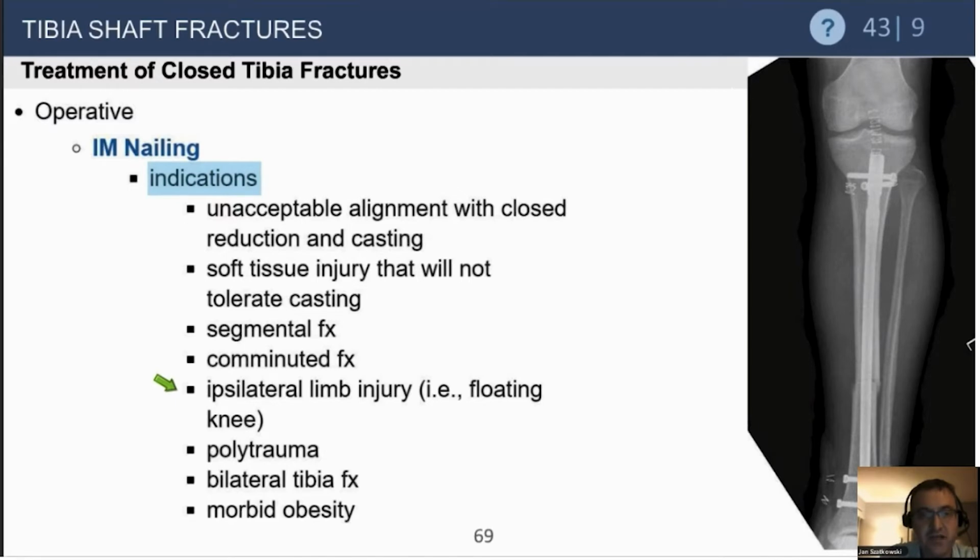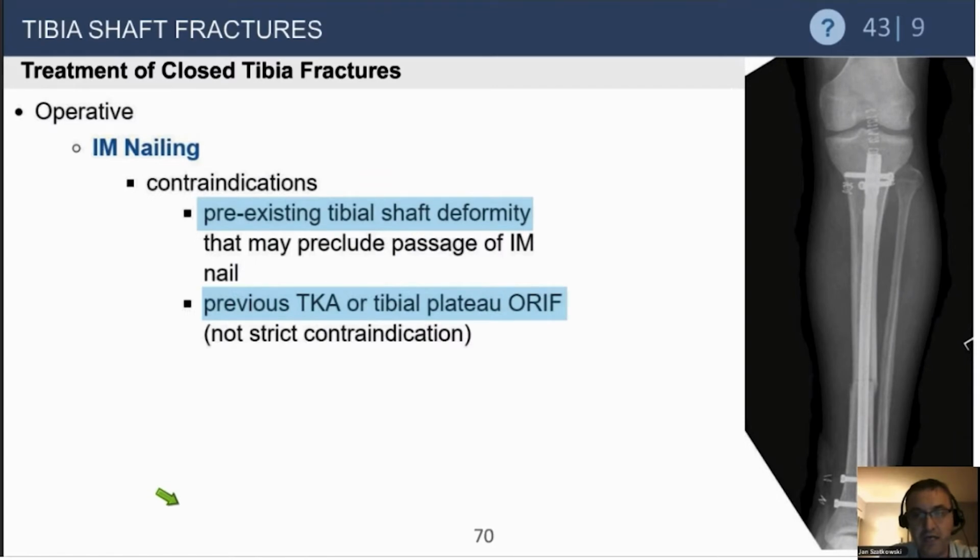Ipsilateral limb injuries such as a floating knee where you have a proximal femur fracture. Polytrauma, you want to get these patients up and moving, stabilize them with a nail, allow immediate weight bearing. Bilateral tibia fractures, could you imagine walking around with two casts, one on each leg? You're not going to be very mobile at all, cause a lot of issues. Morbid obesity, hard to really hold a fracture stabilized if you have excessive soft tissue.